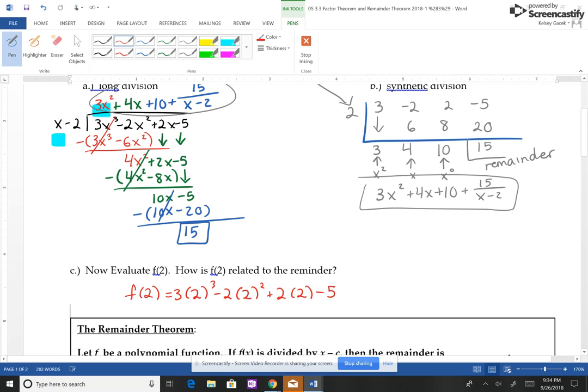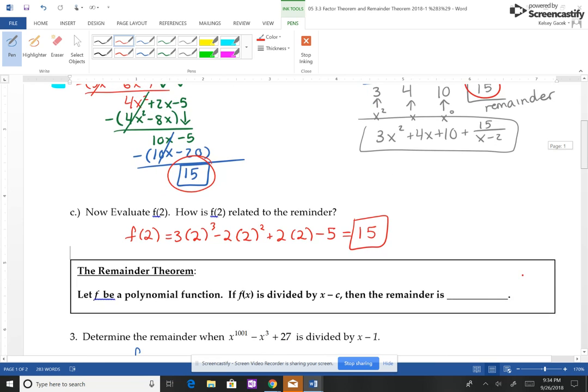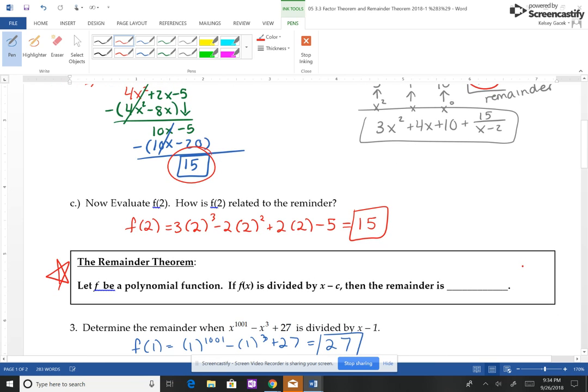But when I multiply, cube, add together, subtract away, I would end up getting 15. So my remainder is the same no matter which method I choose to use. So in pre-calculus, this is what we call the remainder theorem.